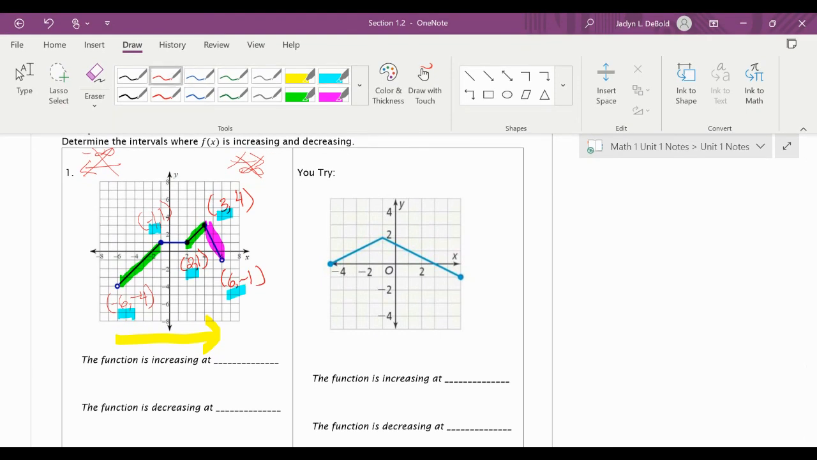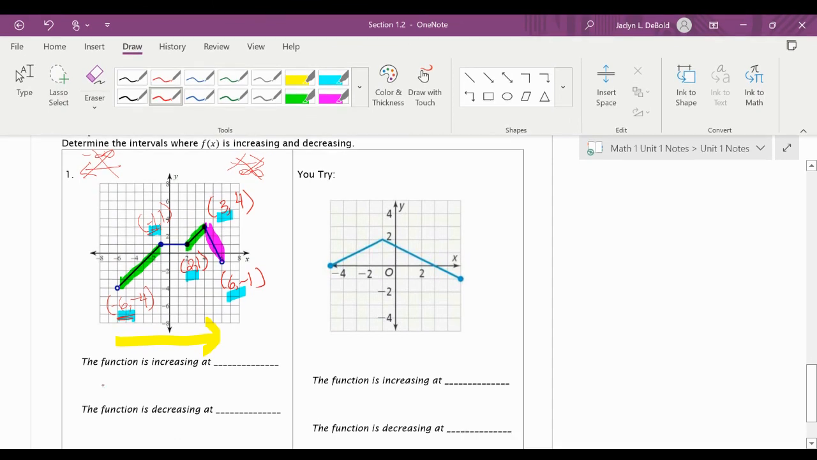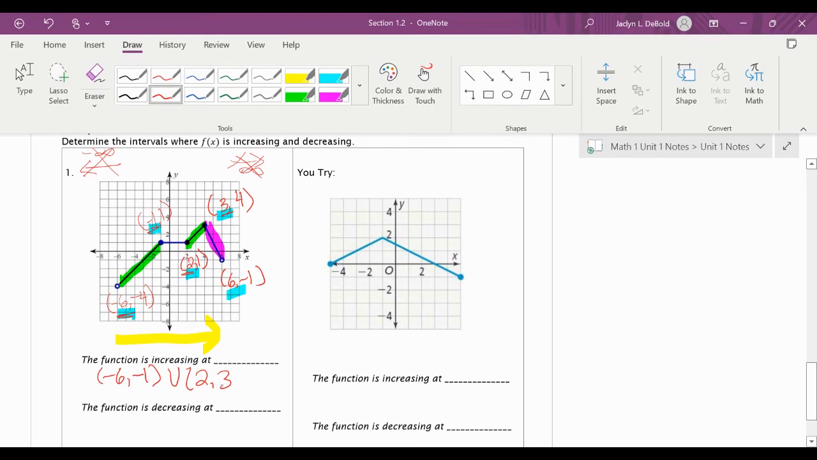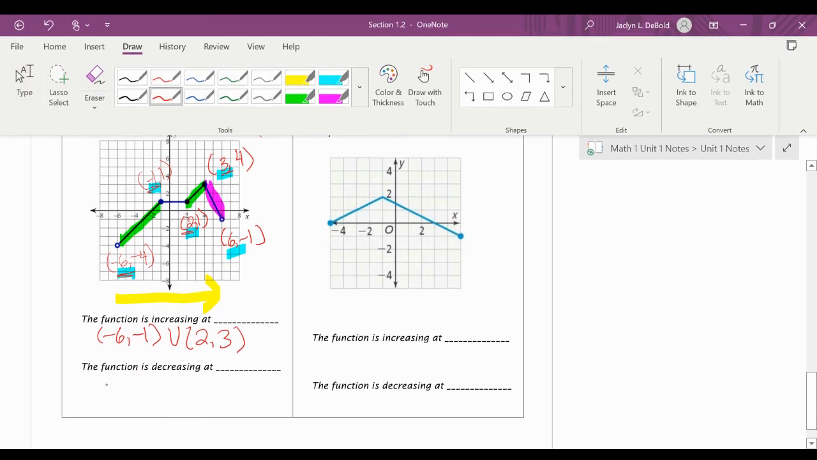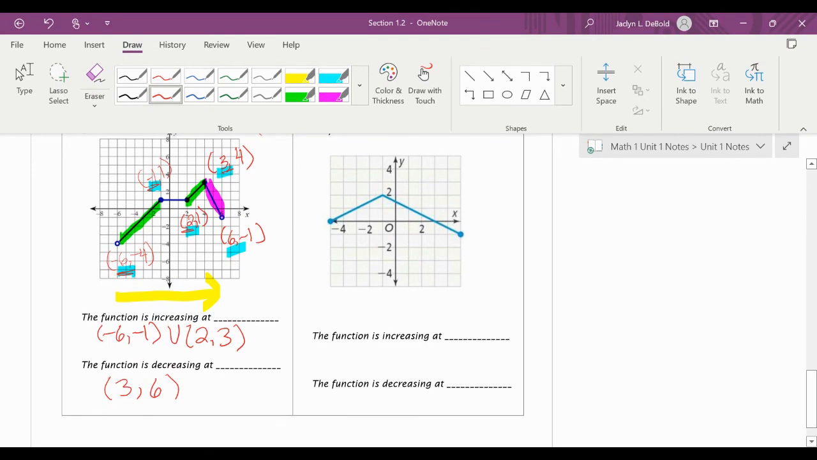So when we list this out, my increasing is actually from -6 to -1. It's also from 2 to 3. And then the last one here is going to be from 3 to 6. So you can see, again, you're only using those x values.